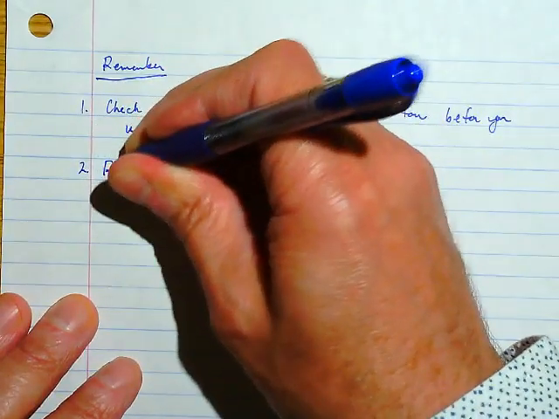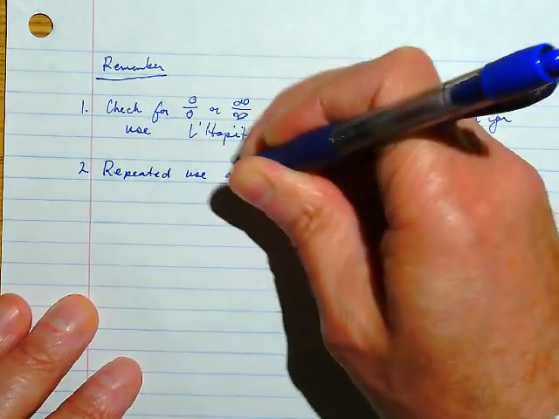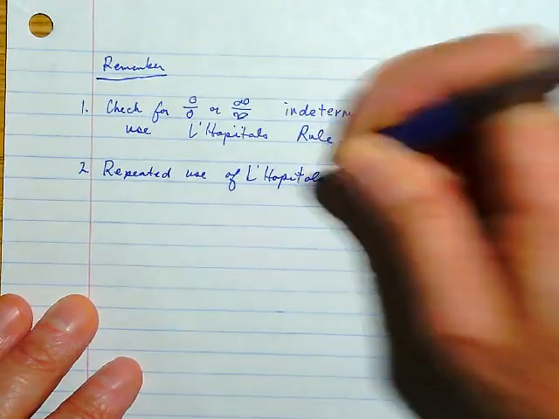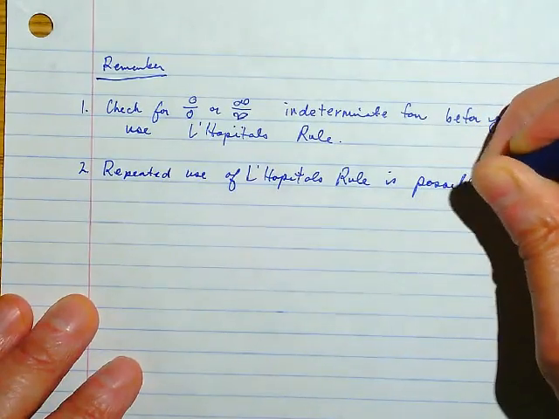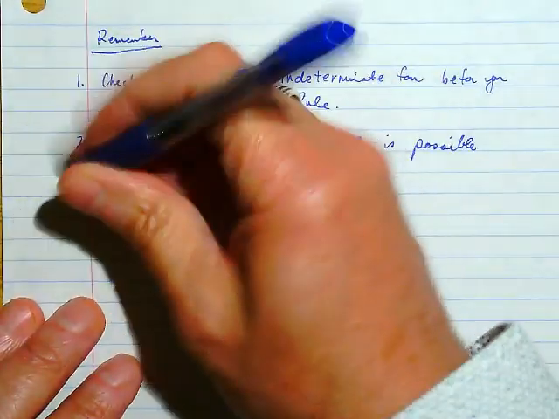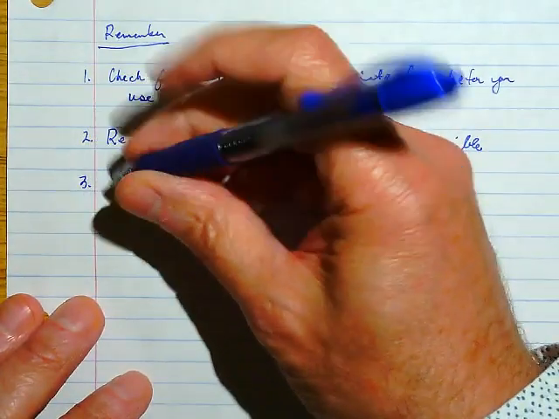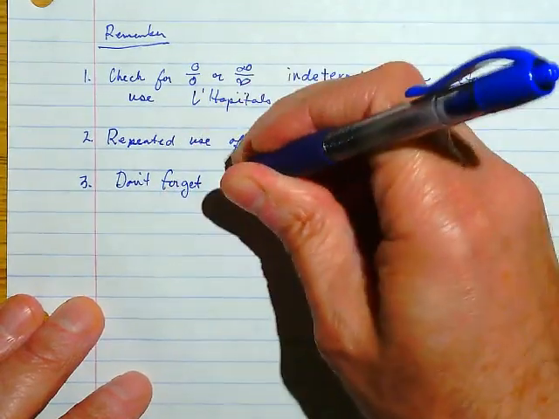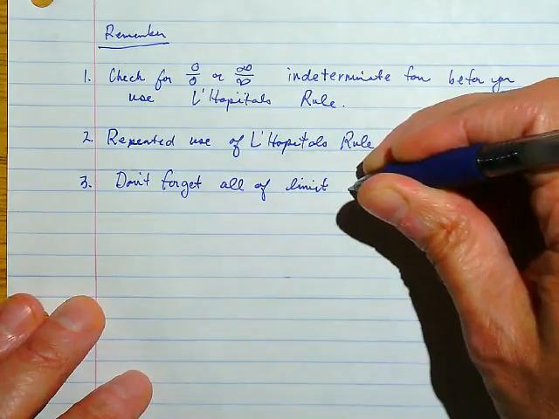Number 2, you may need to use repeated use of L'Hopital's rule. And we saw those in a few of the examples. So that is all possible. So keep that in mind. You might see those. Okay, you might be needing those. Reminder number 3, don't forget all of the limit evaluation techniques that we learned before.